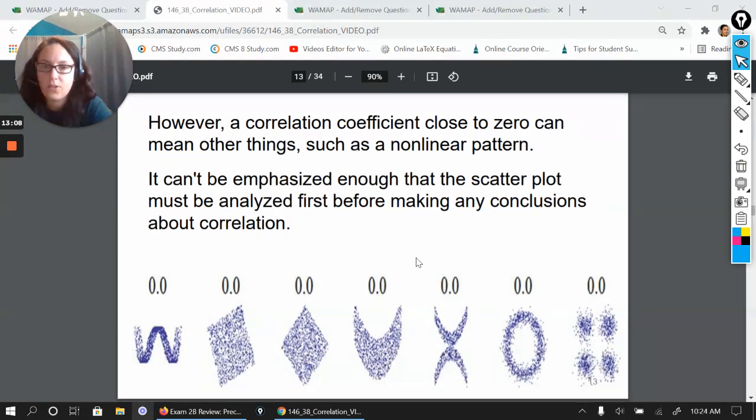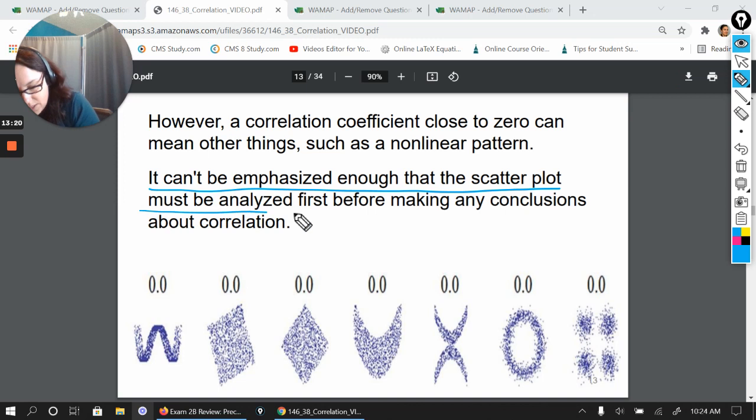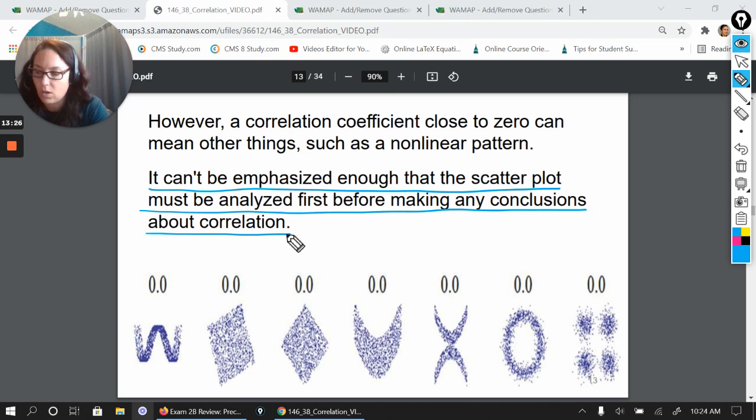However, a correlation coefficient close to 0 can mean other things, such as a nonlinear pattern. It can't be emphasized enough that the scatter plot must be analyzed first before making any conclusions about the correlation. So all of these scatter plots down here have an R value of 0, but you can notice that some of them do have patterns. They're just not linear.